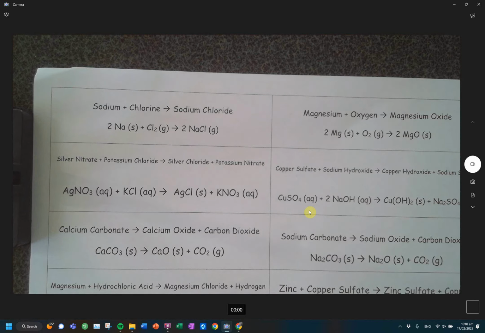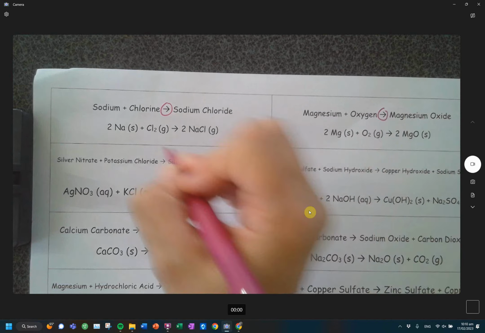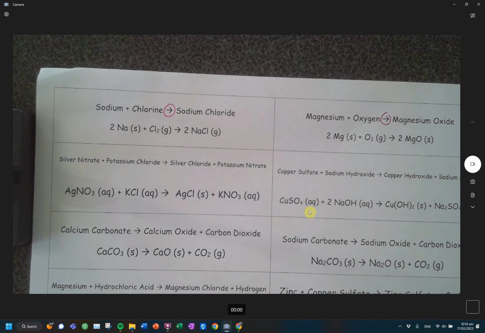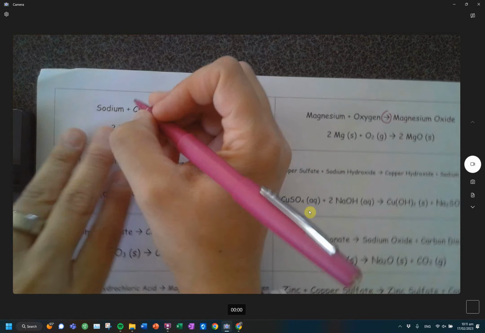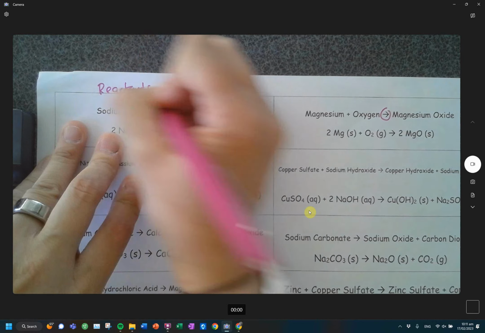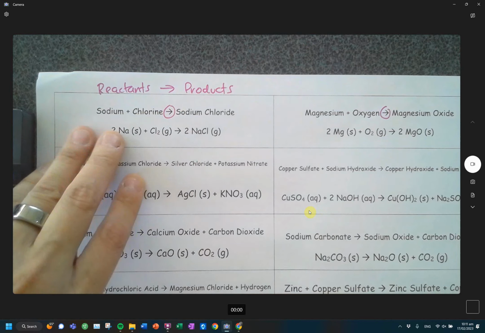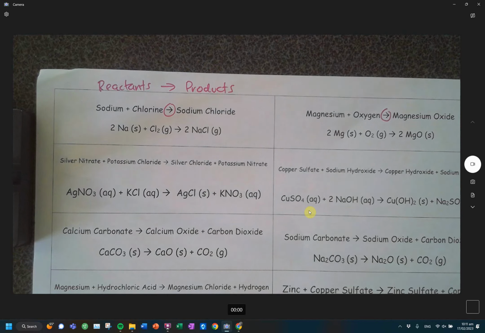Now, some things to note to help you figure out how to group them together is to look where the arrows are. So the arrows tell us reactants and products. Before the arrow is our reactants. After the arrow are our products. So that would be the first thing I'm looking at with all these equations.